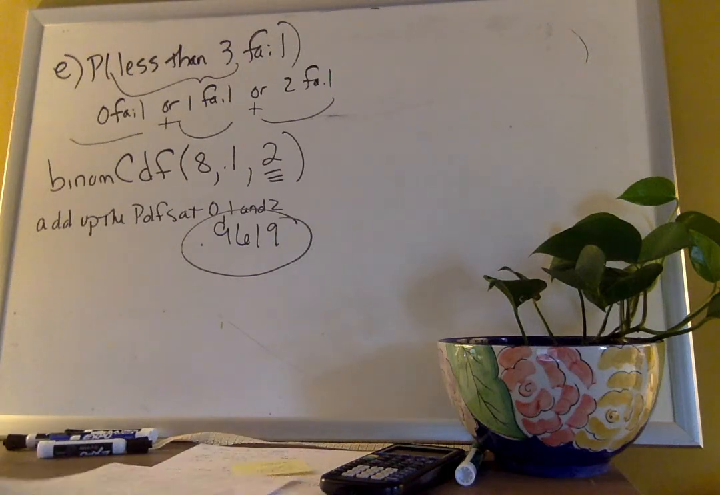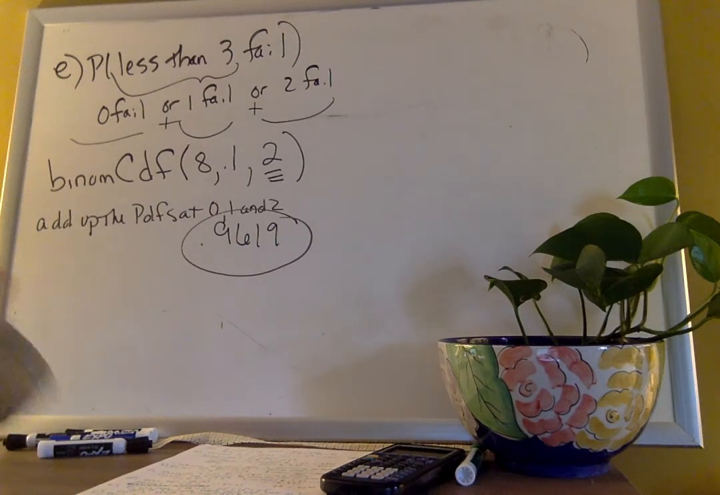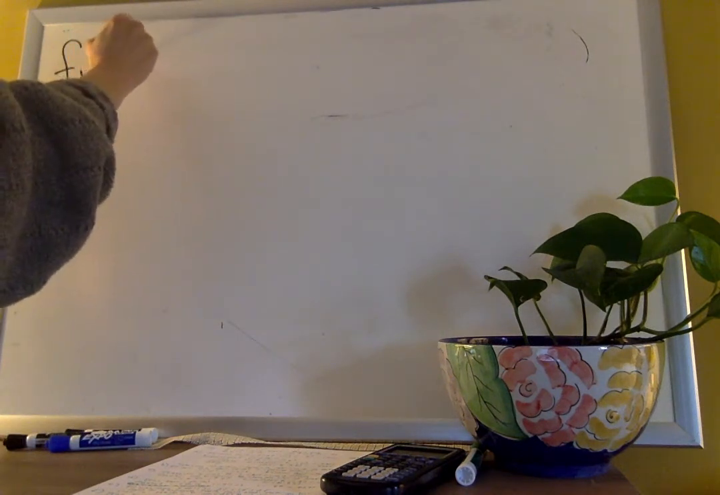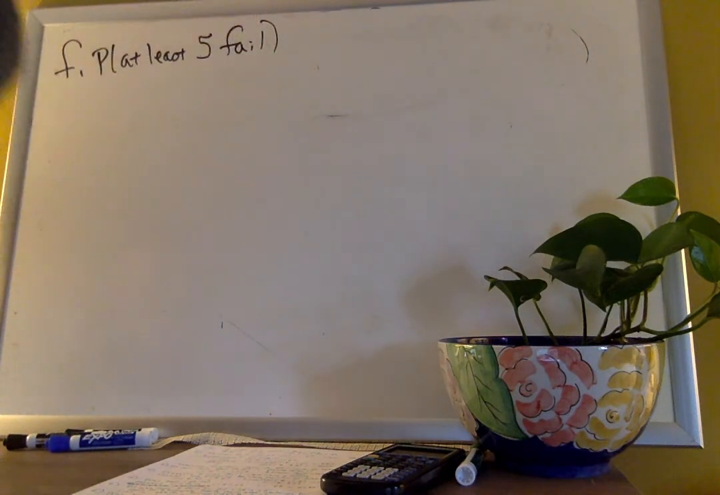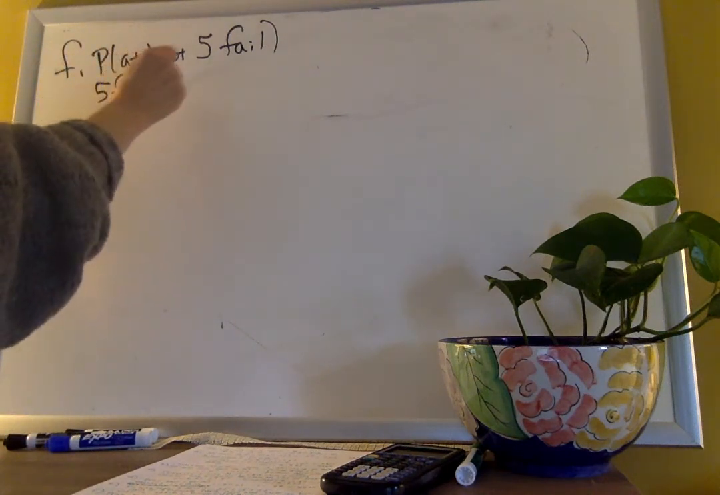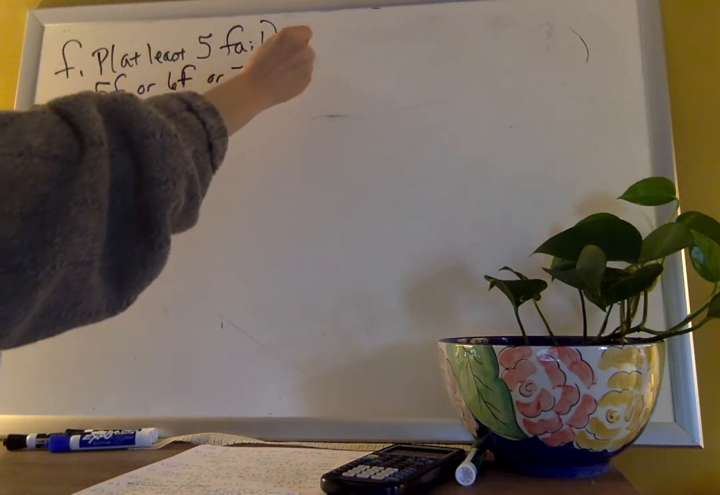All right, let's throw one more piece on here. Probability at least 5 fail. At least 5 means 5 or 6 or 7 or 8.